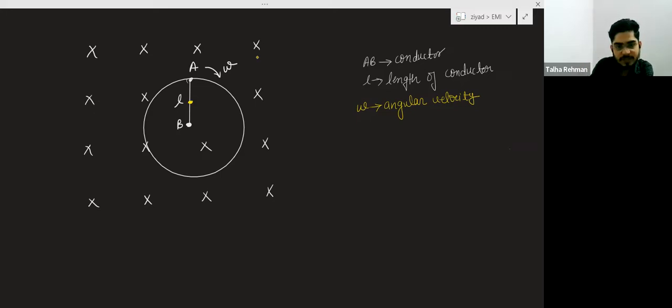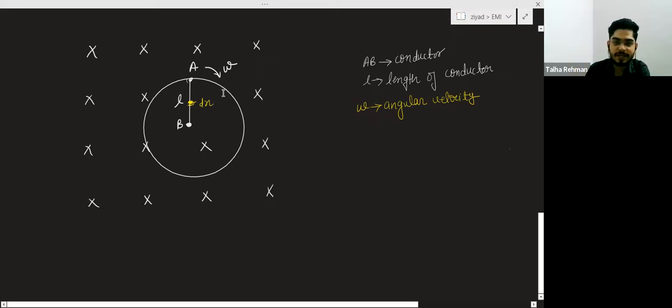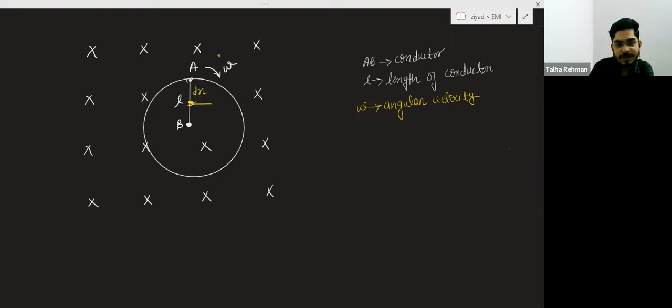So I am just taking a very small element of this conductor of length dx. First we will calculate the EMF induced in that small element dx. This element will have a linear velocity in the tangential direction. V is the linear velocity.